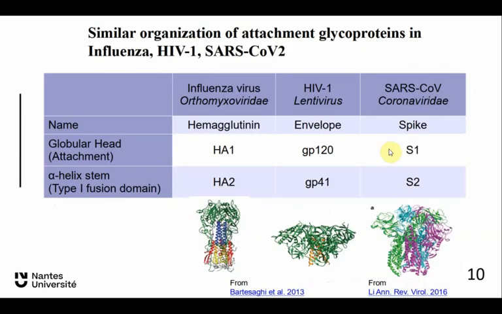So this kind of organization, with the N-terminal domain being responsible for the attachment, and the C-terminal domain with an alpha helical type 1 fusion domain structure, is something you find in a lot of different envelope viruses. So for influenza, it's the hemagglutinin, HA1 is the attachment domain, HA2 is the fusion domain. For HIV, GP120 is the head domain, GP41 is the fusion domain.